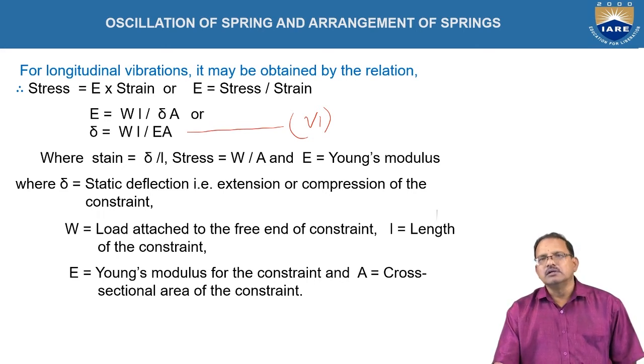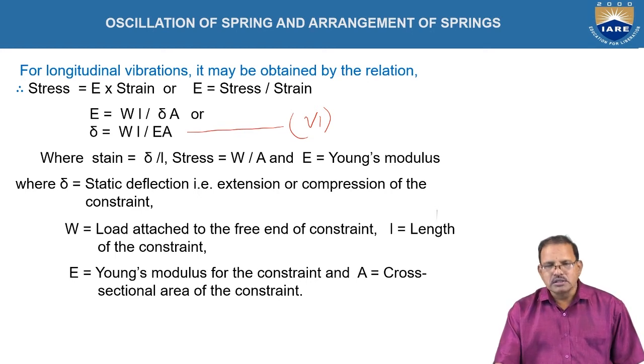δ is representing static deflection, that is the deflection of the spring when the load is suspended and it is in equilibrium condition. W is the weight that is attached to the end of the constraint. l is equal to the length of the constraint. E is the Young's modulus of the material. A is the area of cross section of the constraint. By using these fundamentals, we can determine δ.